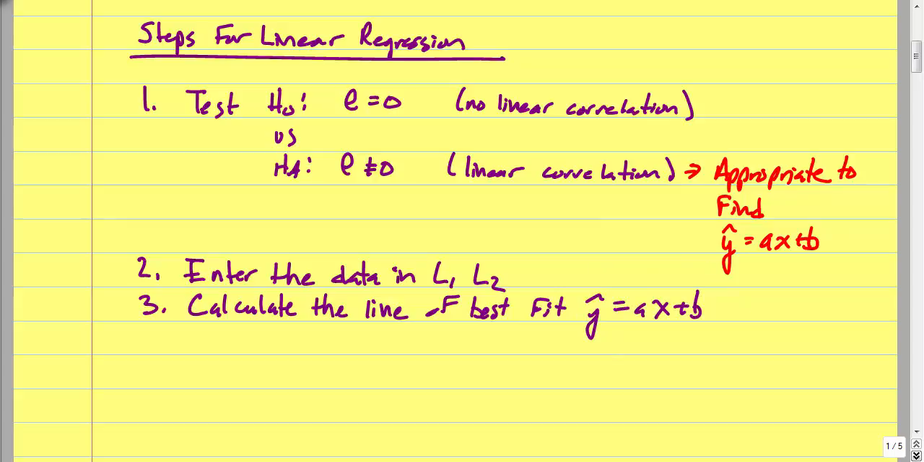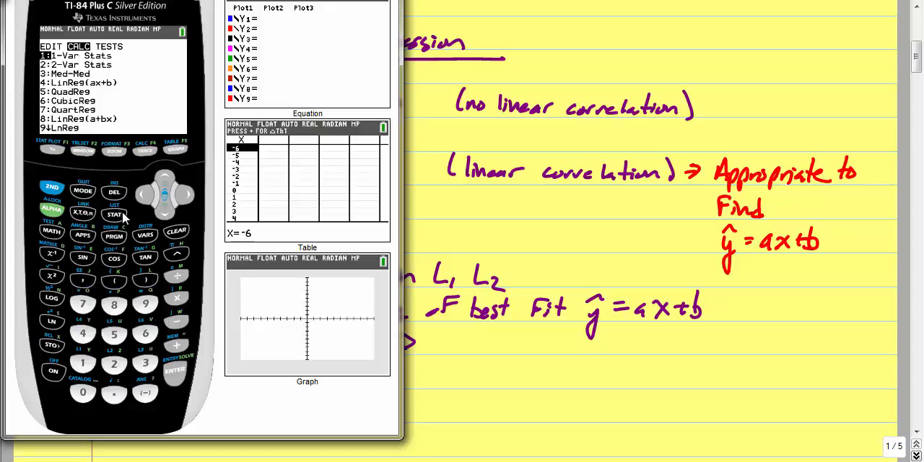And we find that by going to Stat, Calc. So again, we go to Stat, Calc, and then we choose our fourth option on my calculator. It might be different on yours. Linear regression ax plus b.